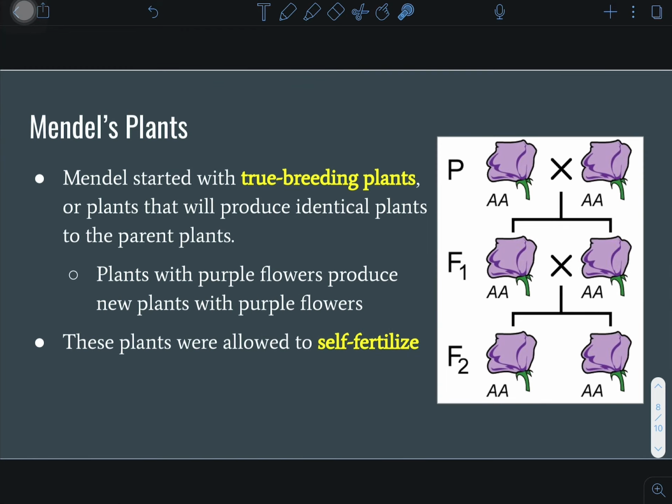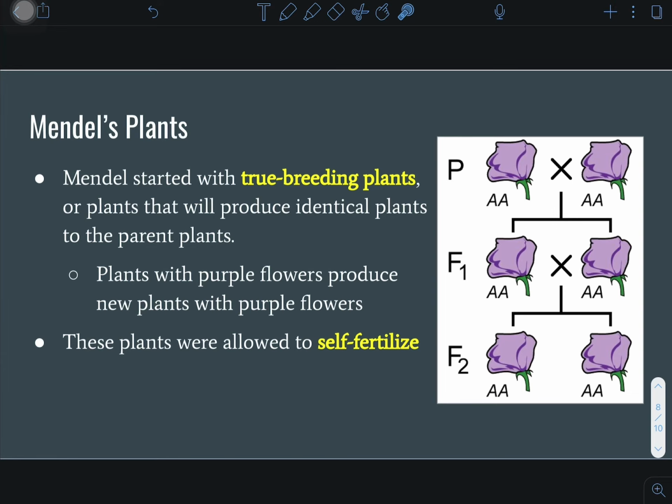So he started with what we referred to as true breeding plants. So we use these letters. We often talk about big A's and little a's. So we use capital and lowercase letters to represent different alleles, different traits. But what he first had to do is he started with something that he called true breeding. He wanted his pea plants that he was using to only have a trait that could possibly be passed on. Okay, so he produced these identical plants to the parents. The plants were purple with purple flowers, produced new plants with only purple flowers.